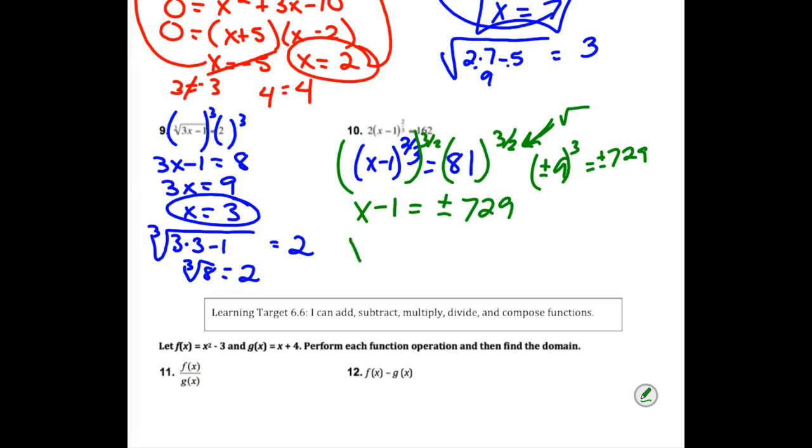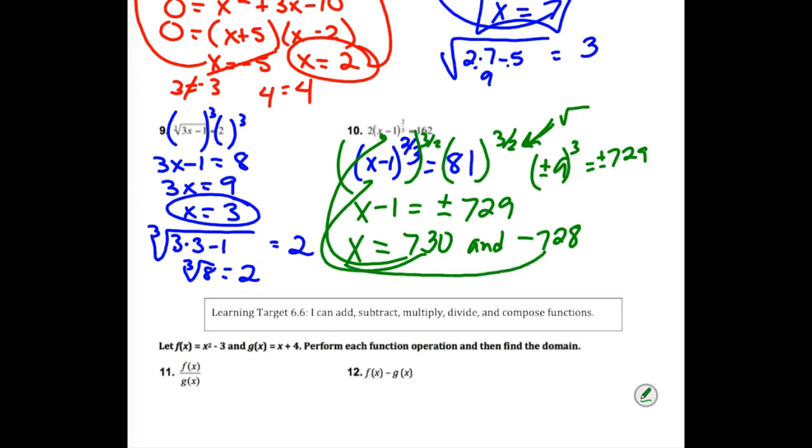Adding a 1 to the other side. Adding 1 to a positive 729 gets me 730. Adding a 1 to a negative 729 gets me negative 728. Okay? Checking them. Sorry, back in the original. All right, so 730 minus 1 is 729. Its cube root is 9. 9 squared is 81. 81 times the 2 is 162. Okay? Checking our negative 728.